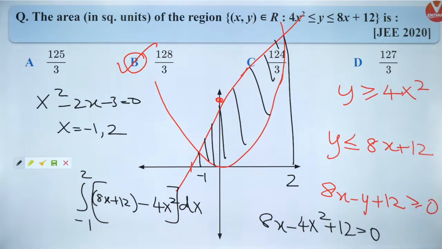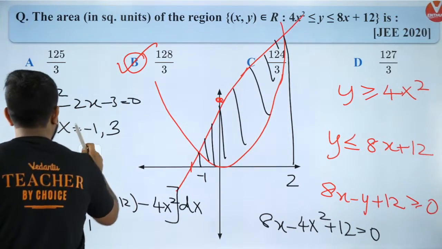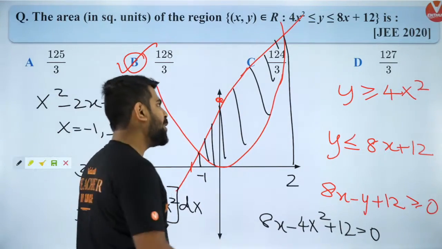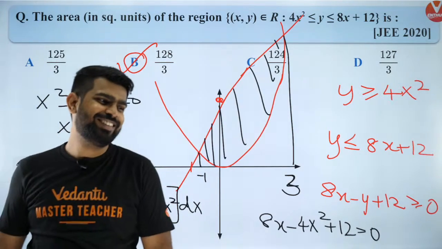But if you guys are attempting, okay, minus 1, 3 is it? Okay. Yeah. You guys are right. I was just checking. Okay, very good. You have caught me.